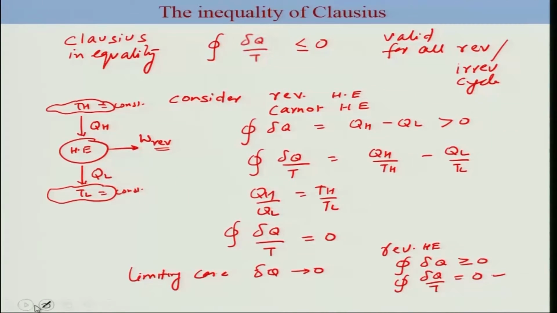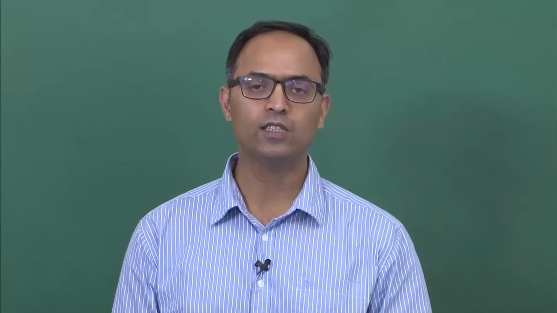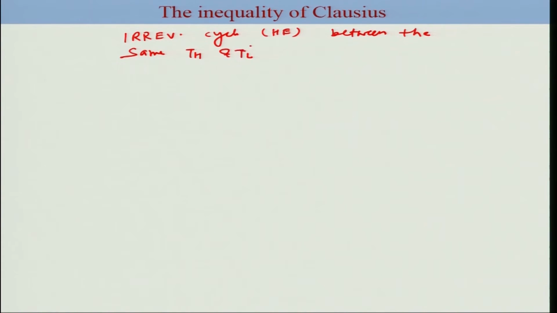A generalized statement. So now let us look at an irreversible heat engine, which is being operated at the same conditions TH, TL, and it takes the same amount of QH. So this is an irreversible cycle or heat engine between the same TH and TL, and it takes the same amount of QH.